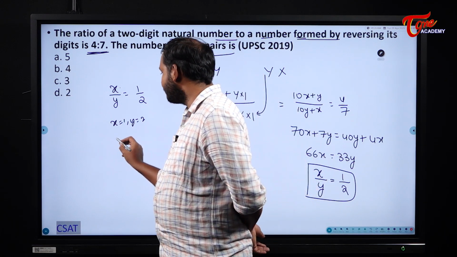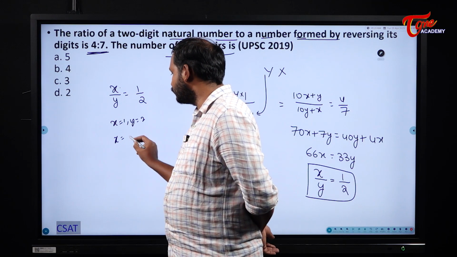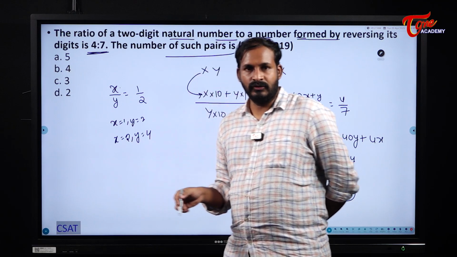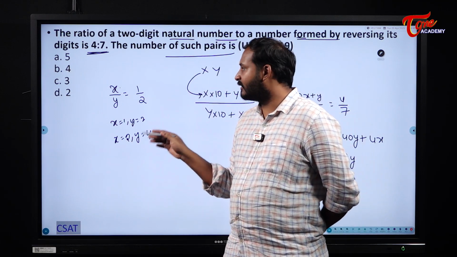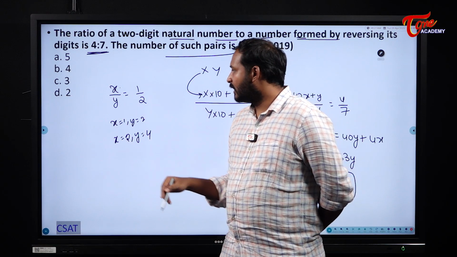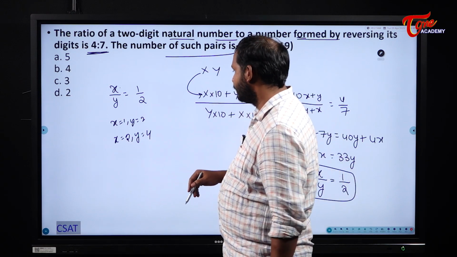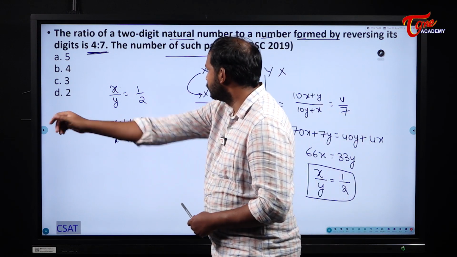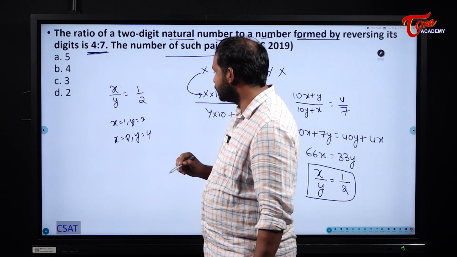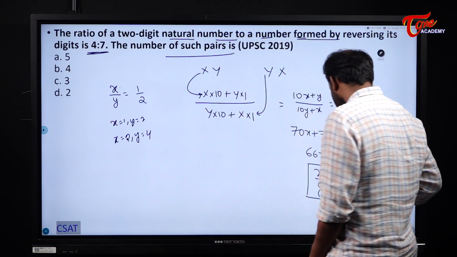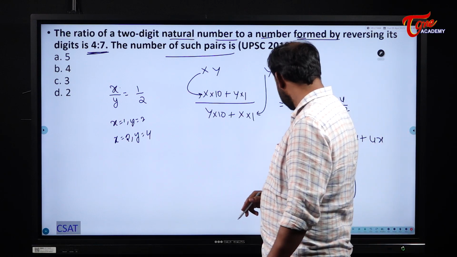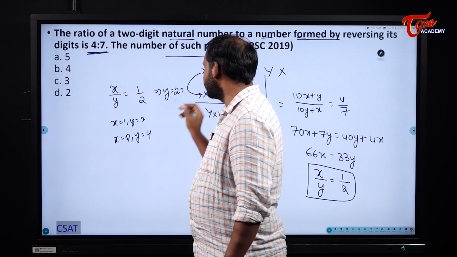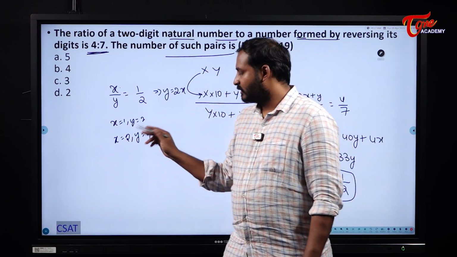Next, I will take x value as 2, then what should be my y value? 4. Why? Because 2 times. Or if you cross multiply, 2y is equal to 2x, sorry. So 1 by 2, that is possible. What we got here is 2y equals 2x. From this we can write y is equal to 2x. So this is one possibility.